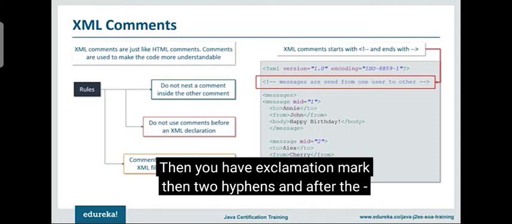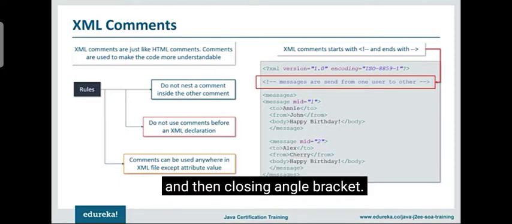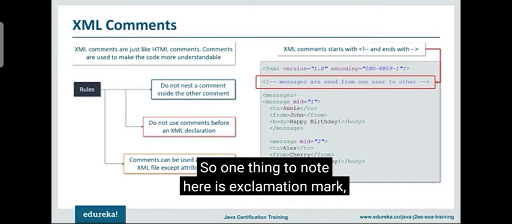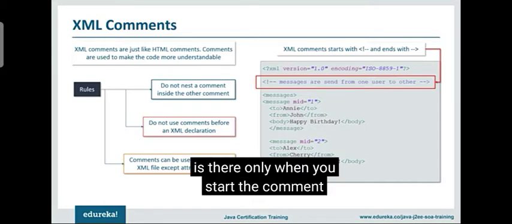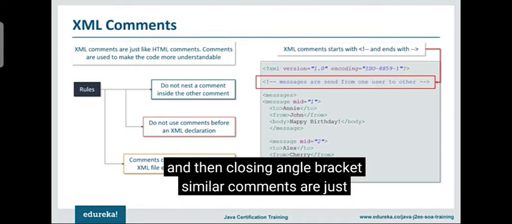And after the hyphen, you have the comment. And once you have the comment, you close it with double hyphen and then closing angular bracket. So one thing to note here is the exclamation mark is there only when you start the comment, and at the end you don't have the exclamation mark. It's double hyphen and then closing angular bracket.